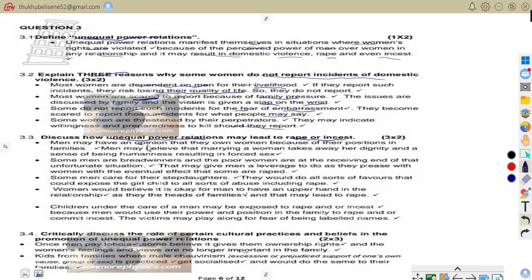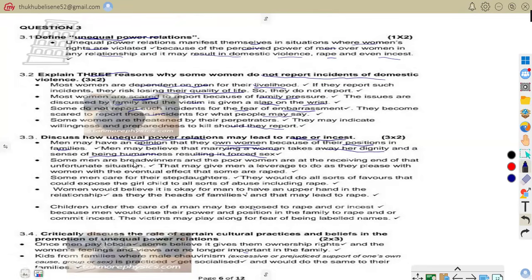Men may have an opinion that they own women because of their positions in the families. Men may believe that marrying a woman takes away her dignity and her sense of being a human being, resulting in forced sex. That is 3.3. Male dominance. Here we are talking about male dominance, where men feel they have control, for example, forcing decisions and controlling partners. So that is that.